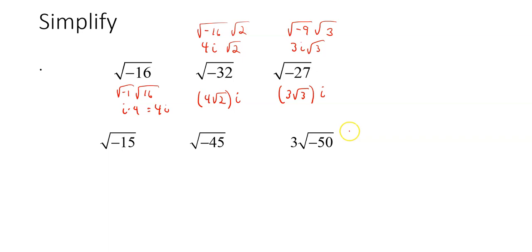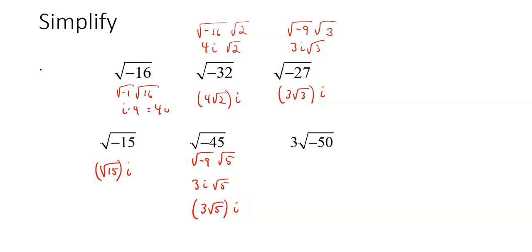Sometimes these things can't be simplified, like the square root of -15. Best I can do is pull out that i. Pull out that i, and you're left with the square root of 15 times i. For the square root of -45, perfect square 9 and 5. Let's pull the negative out with the 9. Square root of -9, 3i. We're left with the square root of 5. So let's write this as 3 square root of 5 times i.